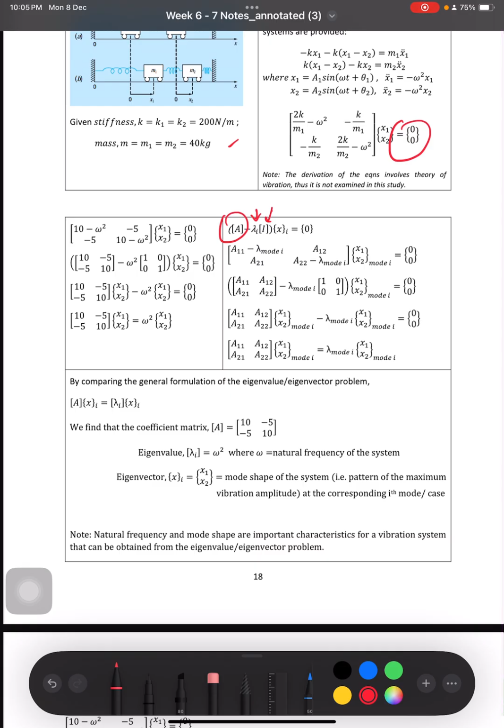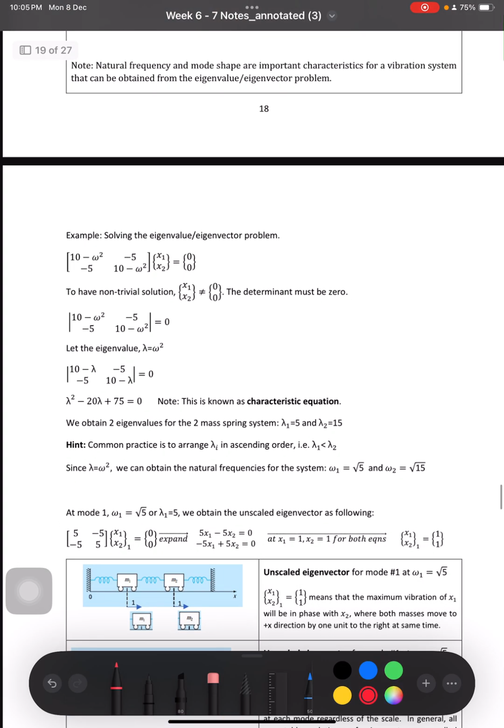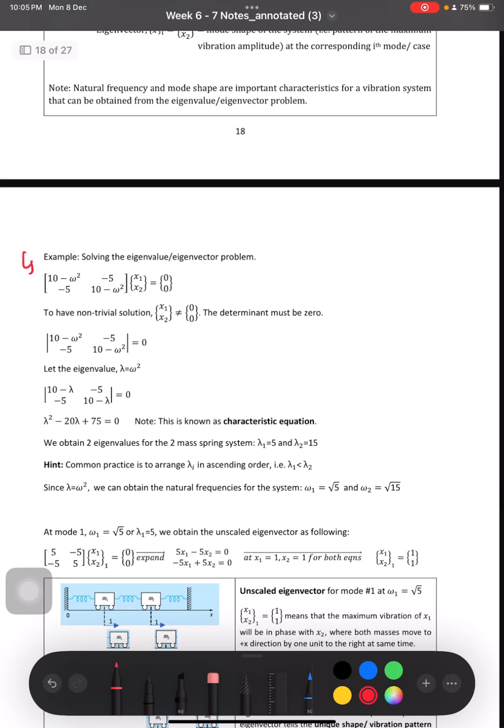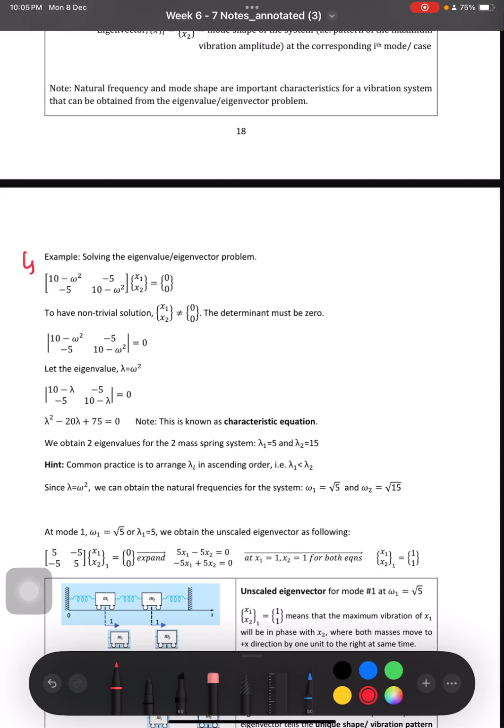Alright, let's look at an example so that it makes sense on what I explained just now. Solving the eigenvalue and eigenvector problem, let's look at this example from the previous example at the top. So you have 10 minus omega squared as shown here. It has a non-trivial solution where x1 and x2 are not equivalent to 0. So in order for this situation to happen, the determinant needs to be 0.